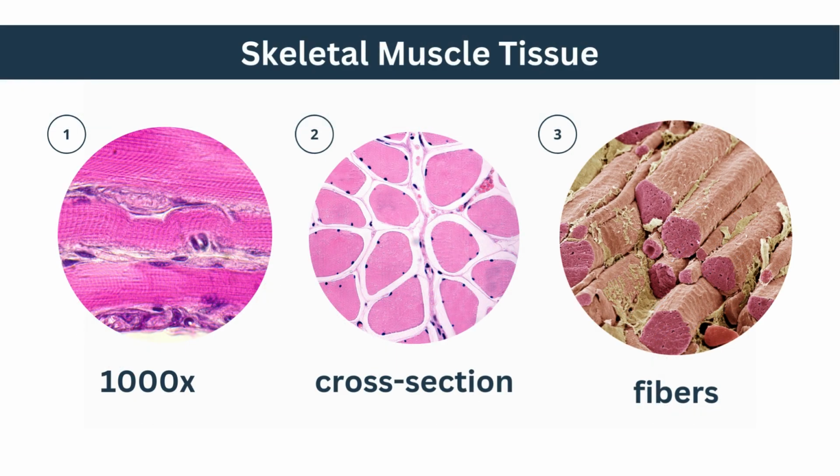Take a moment to compare the various magnified views of skeletal muscle. Image 1: skeletal striated muscle fibers at 1000 times magnification. Image 2: a cross-section view of magnified skeletal striated muscle cell fibers. Image 3: skeletal muscle fibers enhanced by a 3D image of a surface sample known as scanning electron microscopy, SEM.